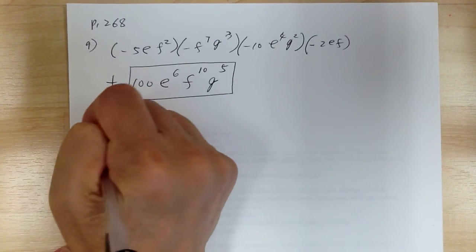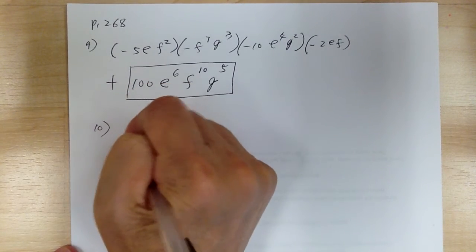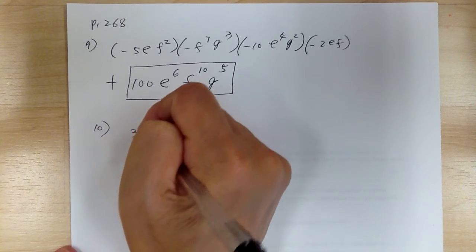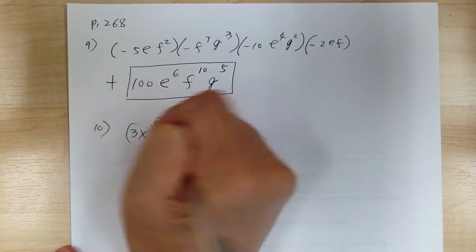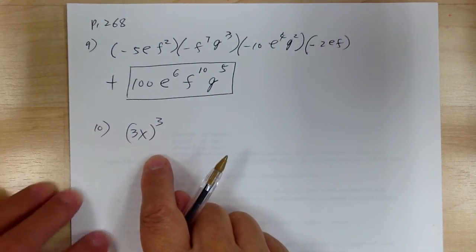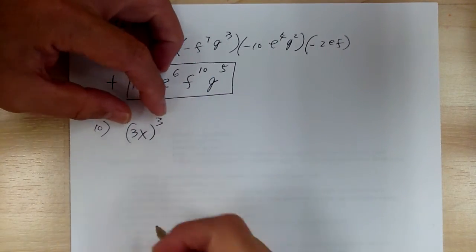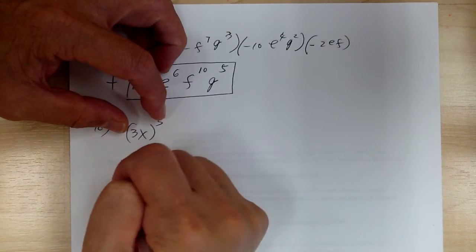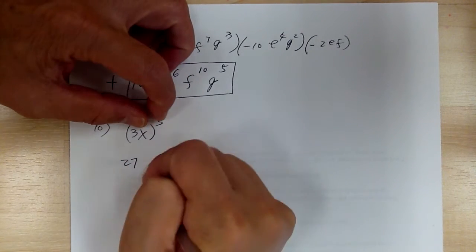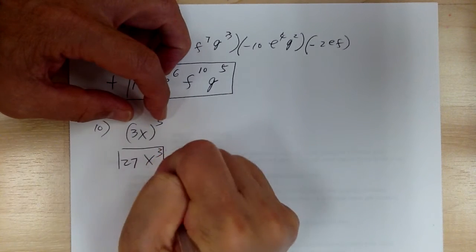Yeah, let's go to 10. You have 3x to the 3 power. So this one you have to apply the power rule. So let's go down and line things up. So 3 to the 3 power is 27. x to the 3 power is x to the 3. And that's it.